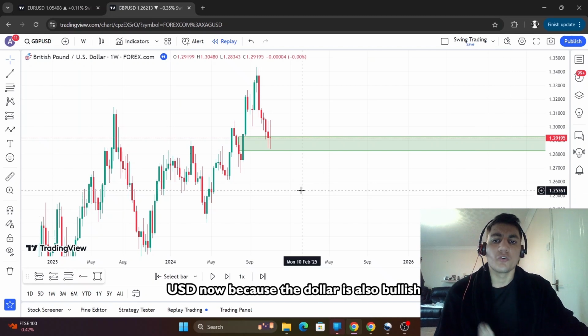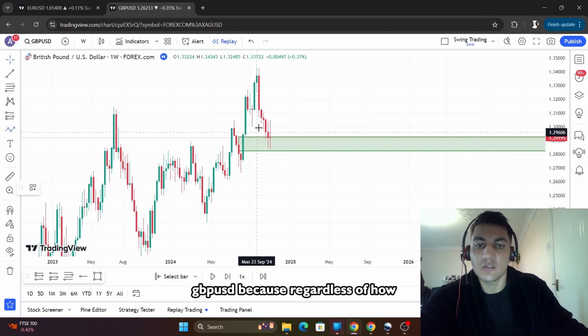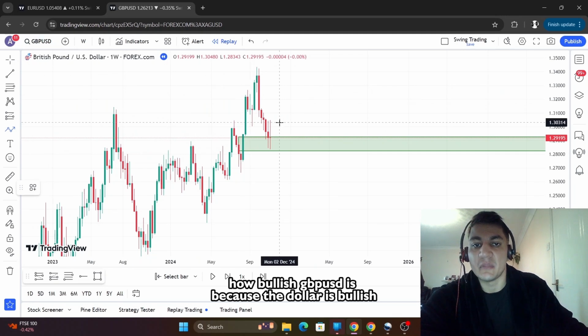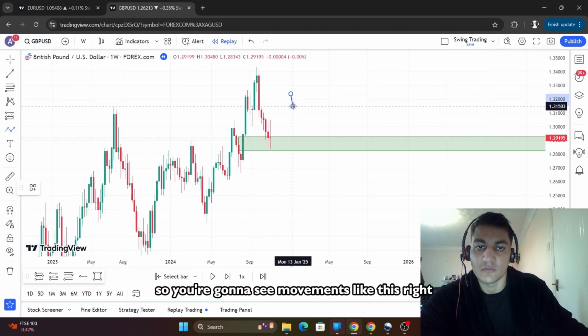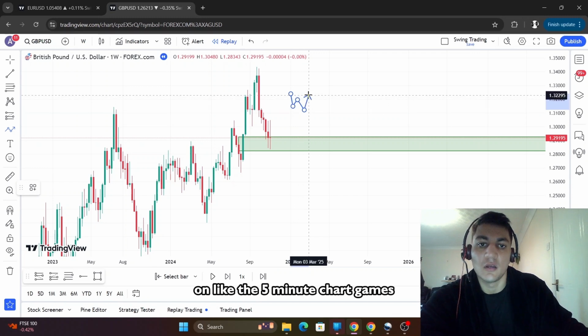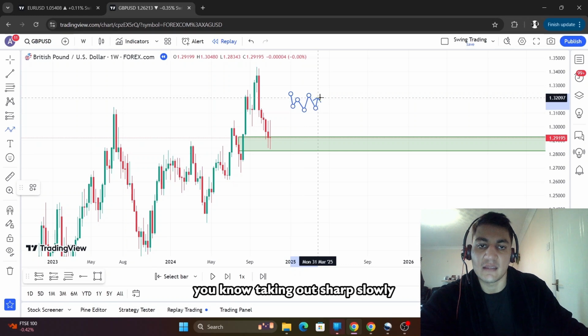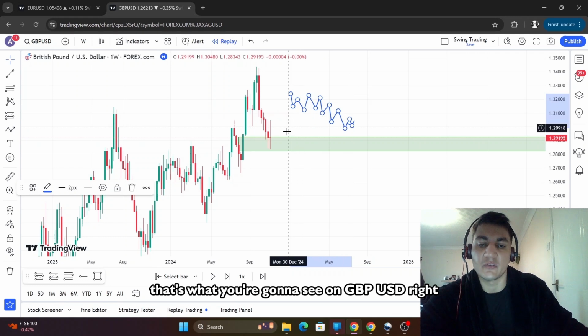Now, because the dollar's also bullish, you're going to see a lot of chop and a lot of consolidation in GBP USD, because regardless of how bullish GBP USD is, because the dollar's bullish, it's going to force GBP USD down. So you're going to see movements like this, right? Small little movements. You're going to see a high here where your stop loss would be on the 5 minute chart, gets taken out sharp, then slowly little small candles moving down. That's what you're going to see on GBP USD, right?